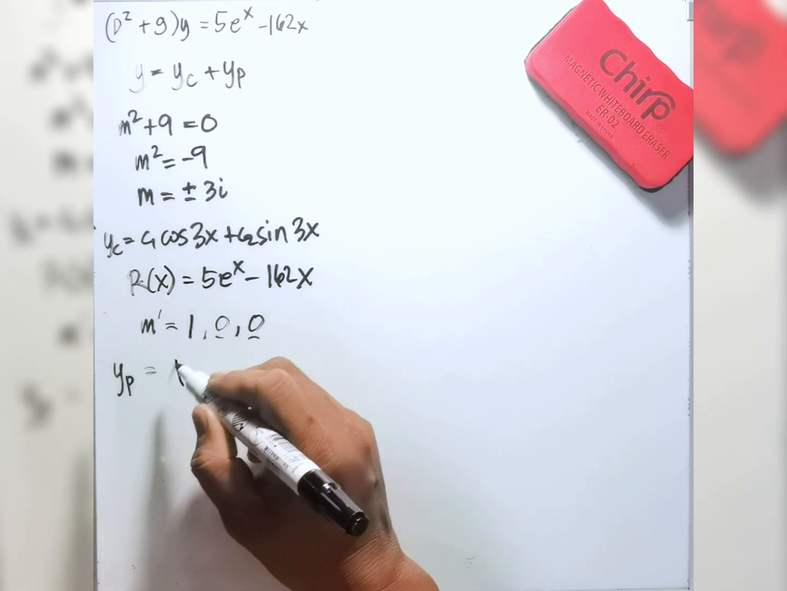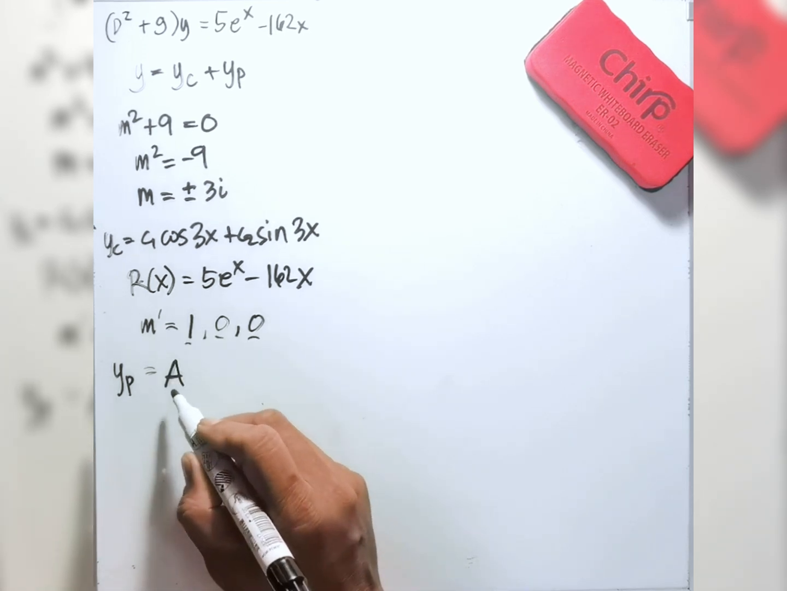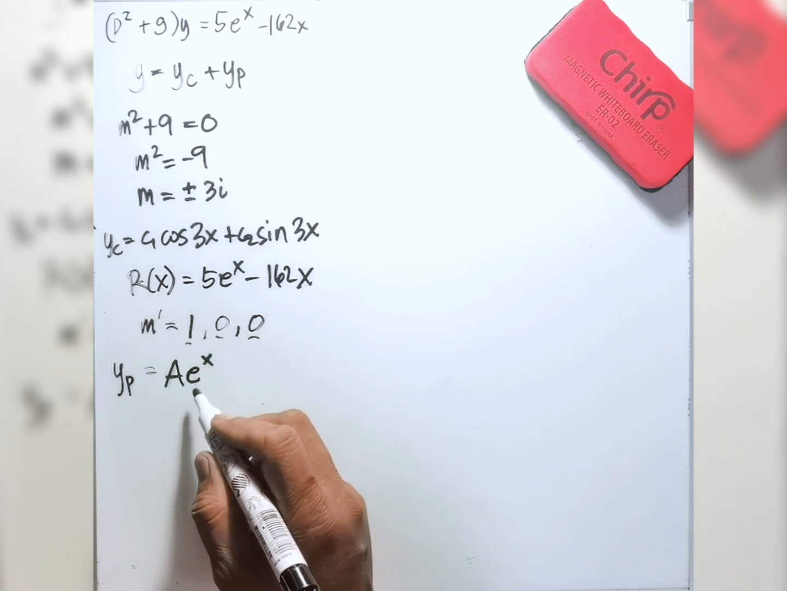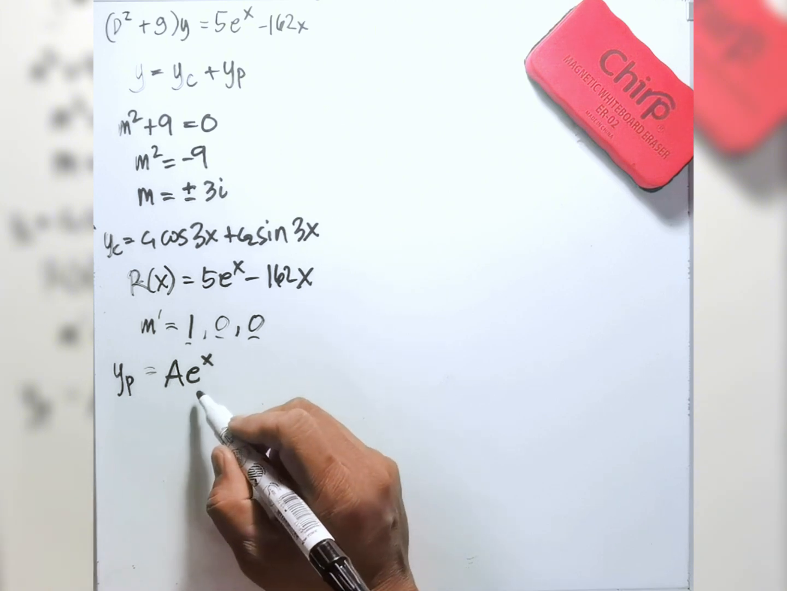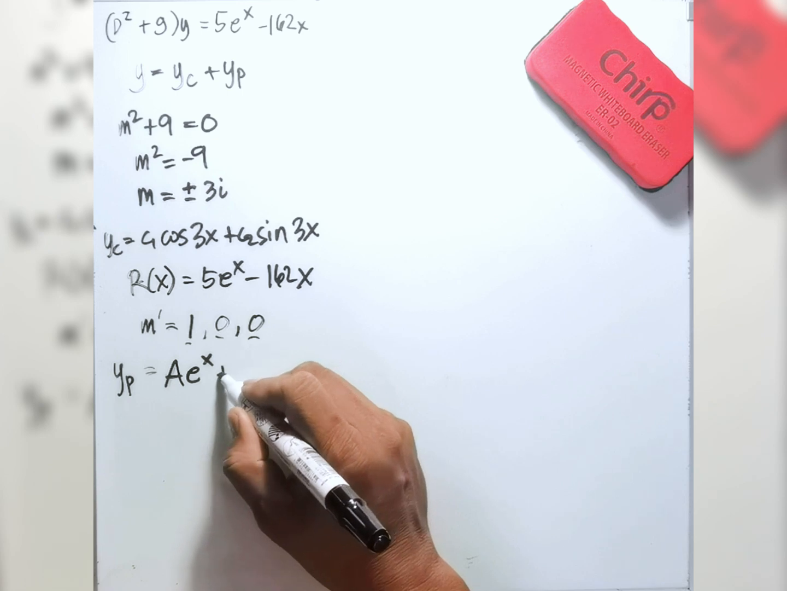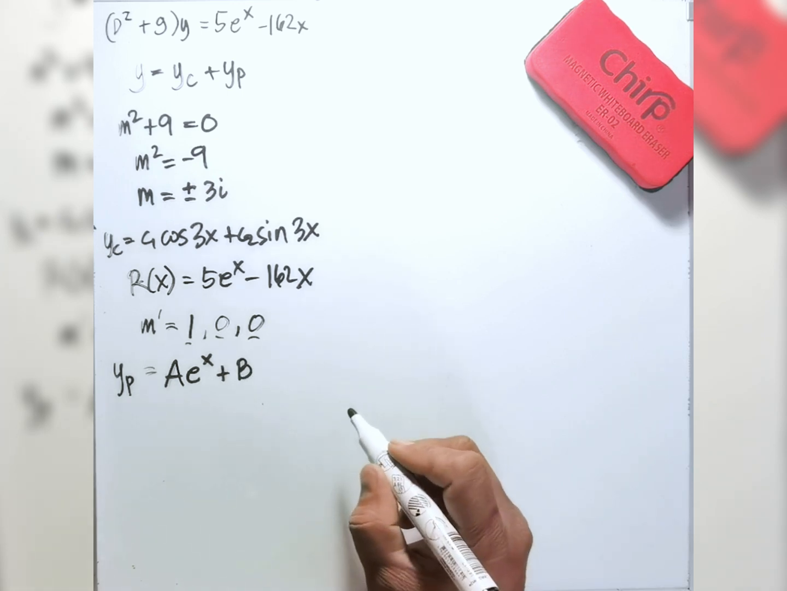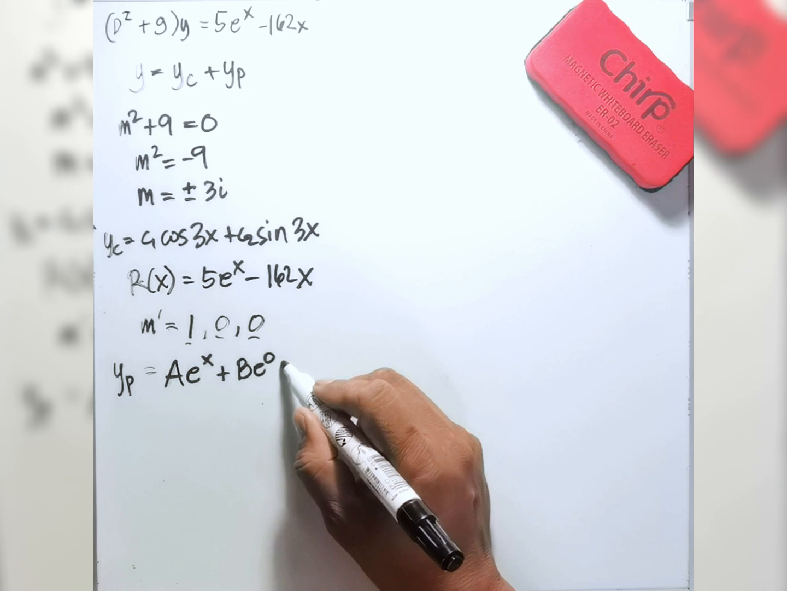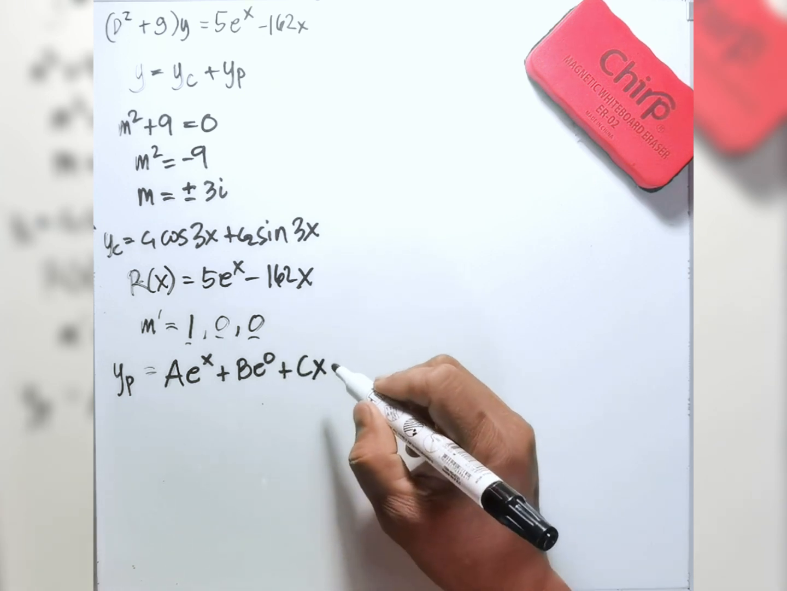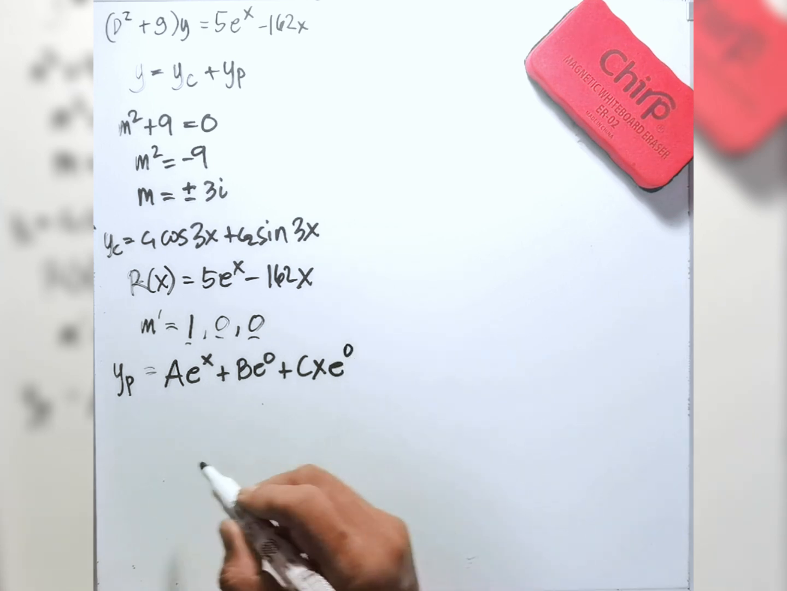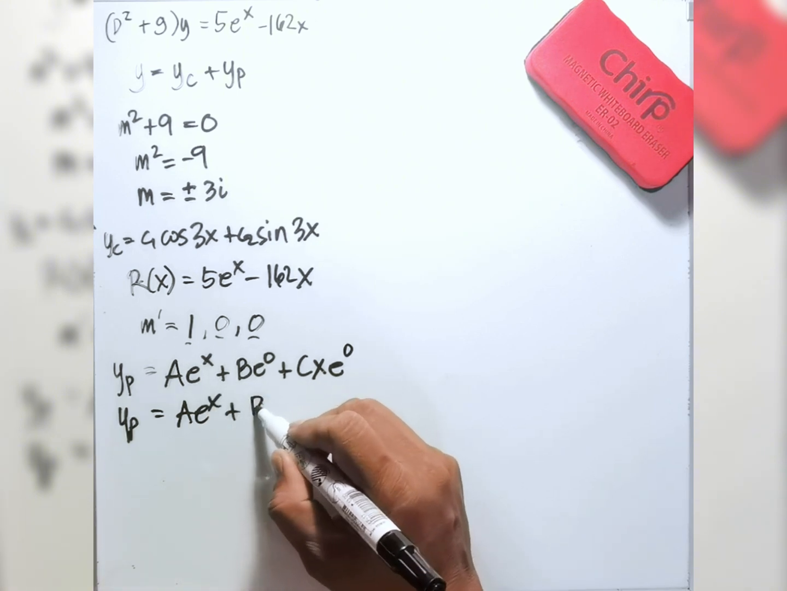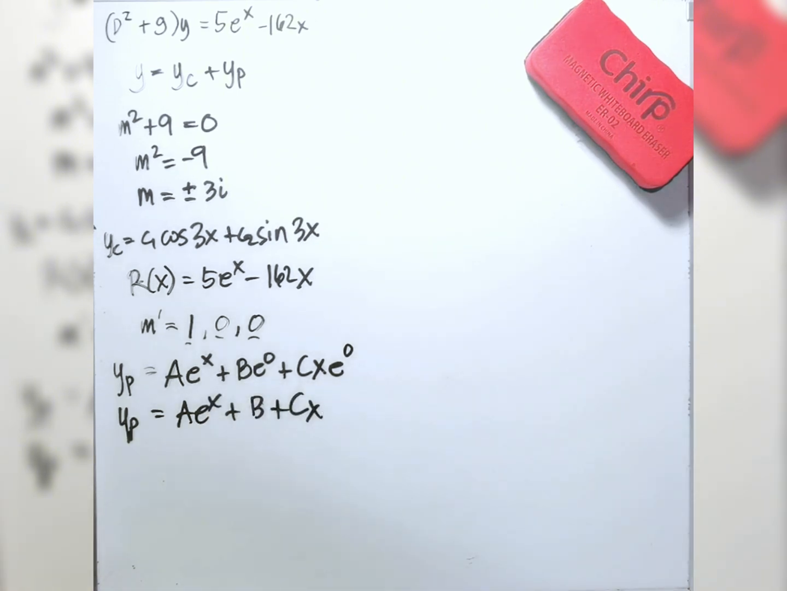First term for this root 1, that's A times e to the x. So instead of C3 e to the x, we'll just write A times e to the x. And for these two repeating roots, the first one will have B e to the 0, plus C times x e to the 0. So our y sub p is just A e to the x plus B plus Cx.